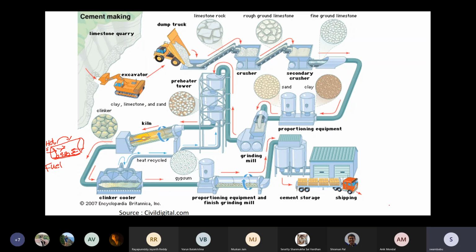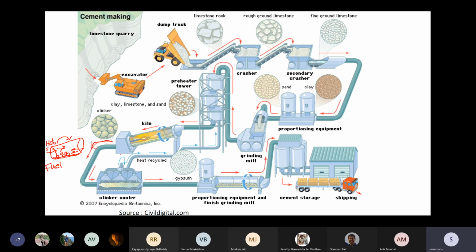So upon heating this clay, limestone, and sand mixture, what is produced is called clinker. Clinker is basically C3S, C2S, C3A, and other components, depending upon the impurities present here.